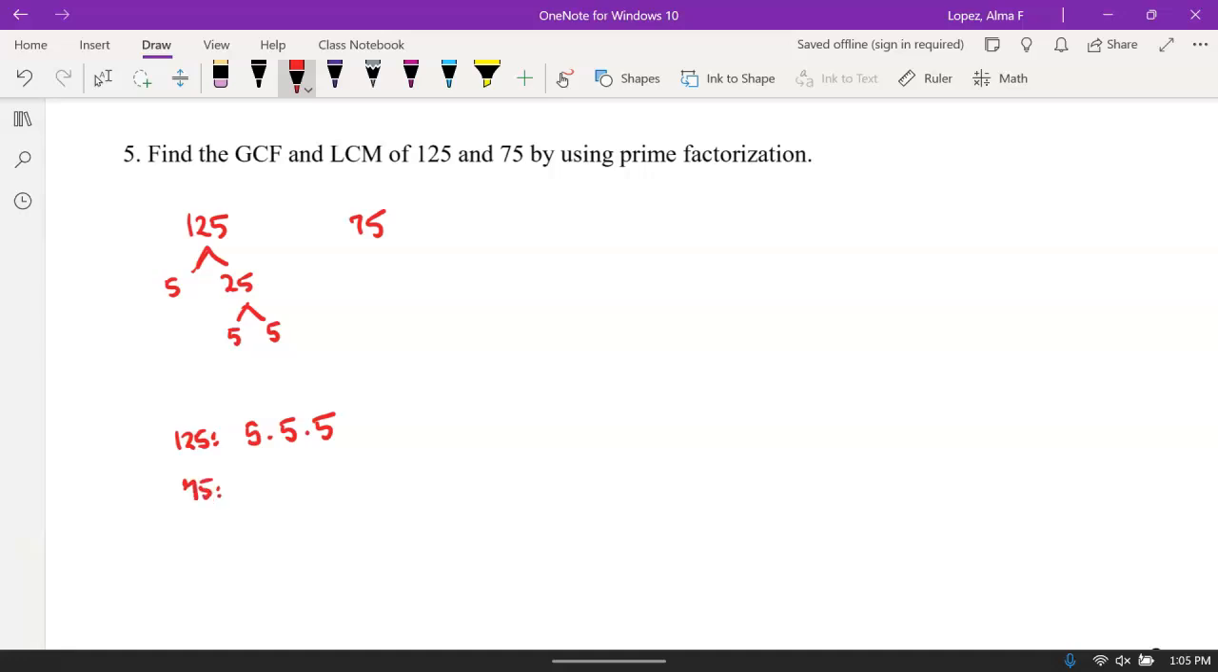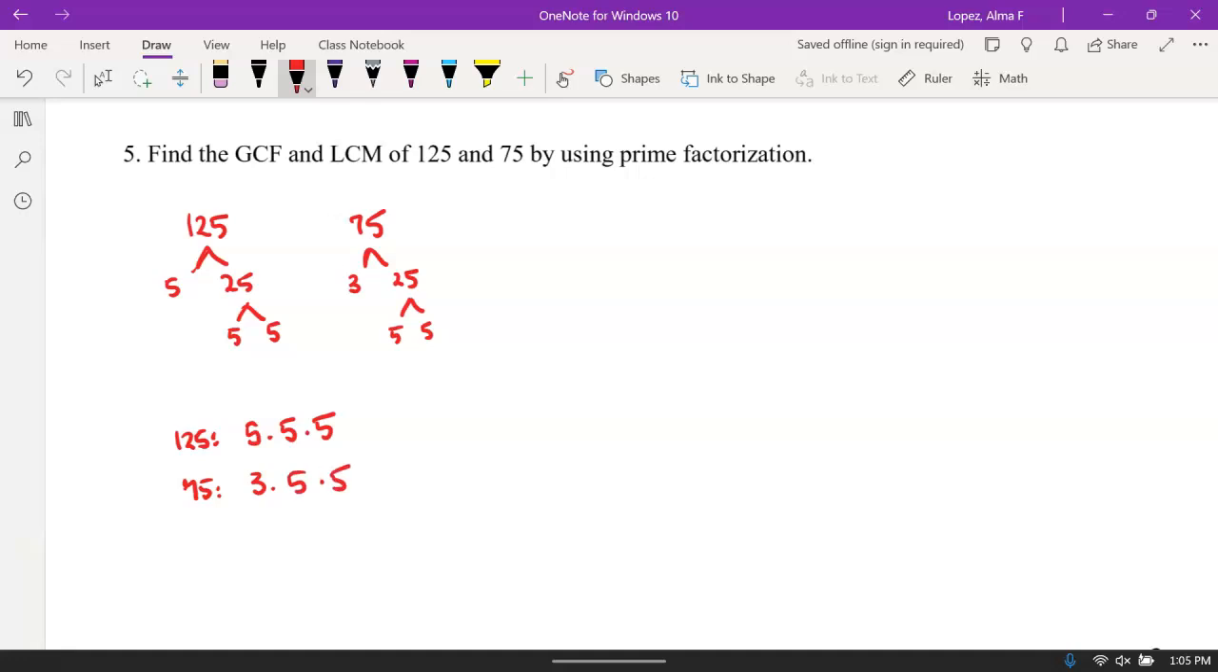75 has, let's see, I always think of 75 in quarters. That's 3/4, so 3 times 25. And then 25 can be factored down further into 5 times 5. So the prime factorization of that number is 3 times 5 times 5.